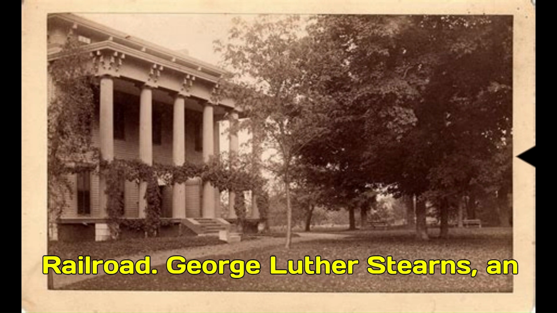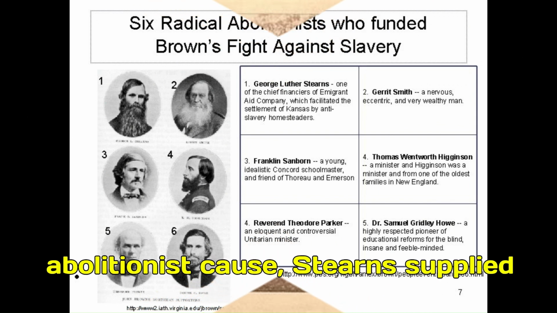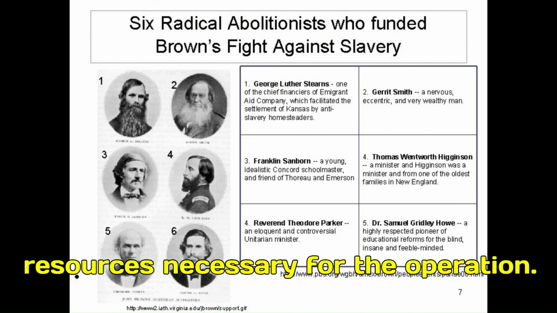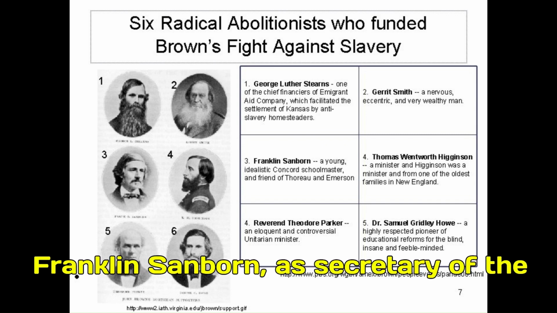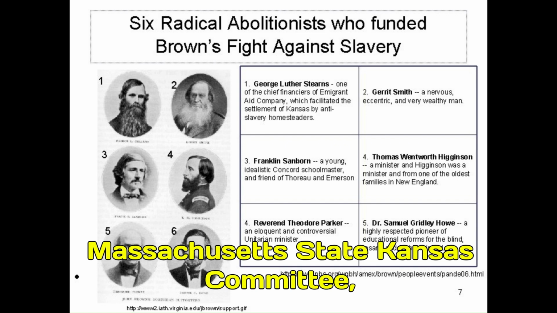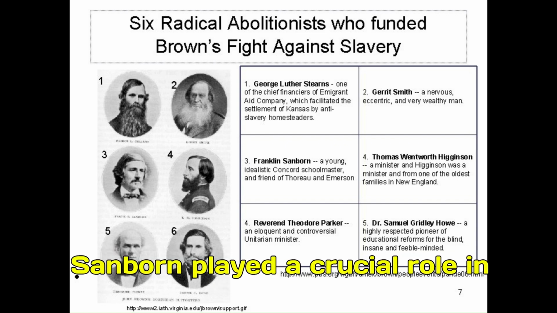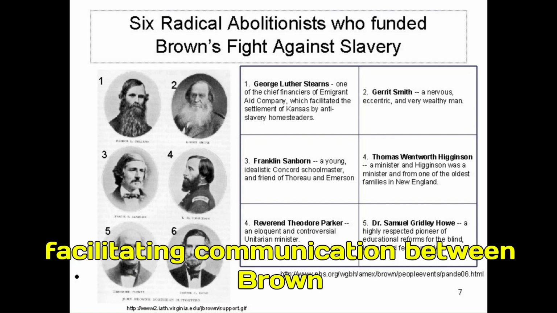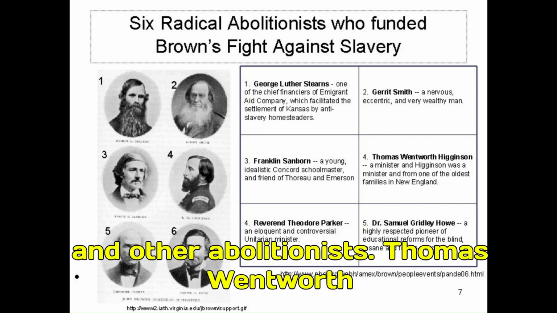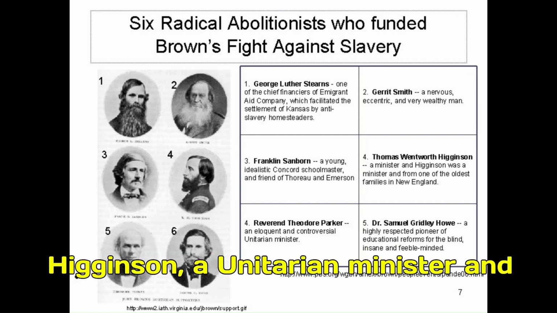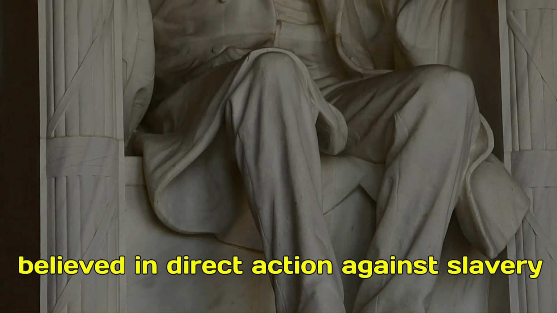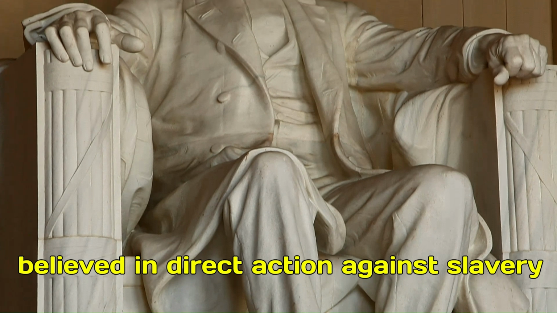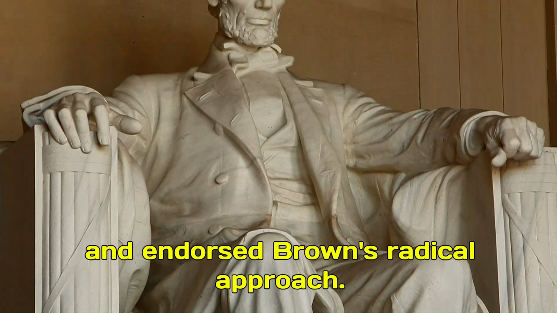George Luther Stearns, an industrialist committed to the abolitionist cause. Stearns supplied Brown with weapons and financial resources necessary for the operation. Franklin Sanborn. As Secretary of the Massachusetts State Kansas Committee, Sanborn played a crucial role in facilitating communication between Brown and other abolitionists. Thomas Wentworth Higginson, a Unitarian minister and militant abolitionist. Higginson firmly believed in direct action against slavery and endorsed Brown's radical approach.